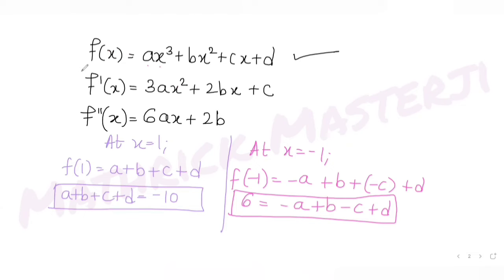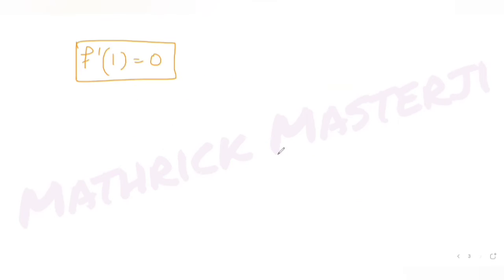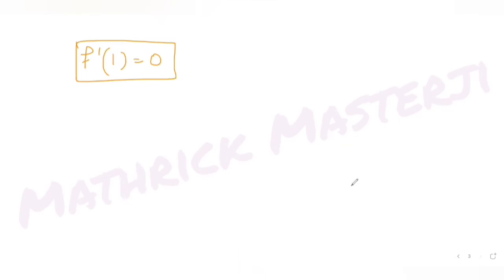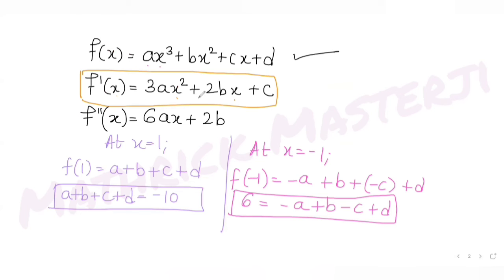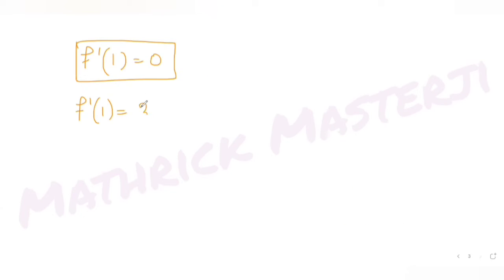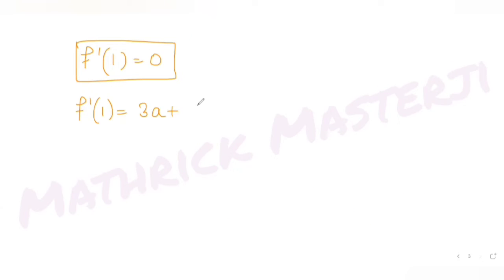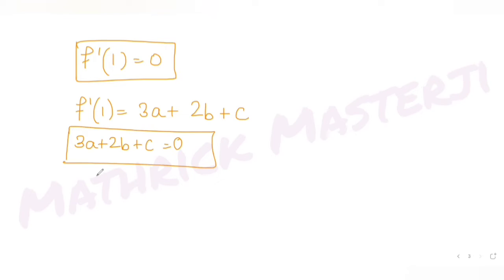So if I use my first derivative and put x equals 1, let's see what I get. f dash of 1 equals 3a into 1 squared, which is 1, so 3a, plus 2b into 1, which is 2b, plus c. So from this, 3a plus 2b plus c equals 0. So I have one more equation in terms of a, b, c. Now let's see the other idea.